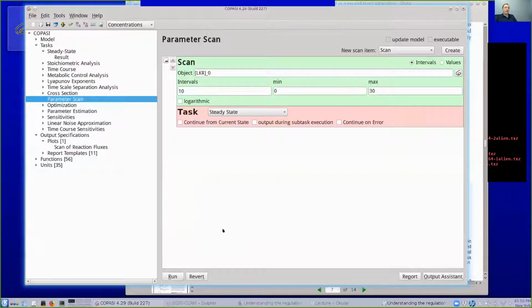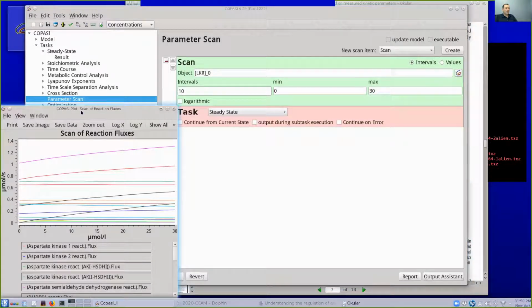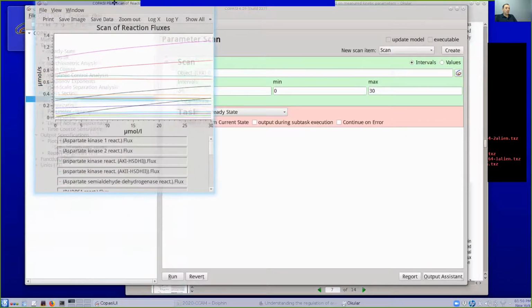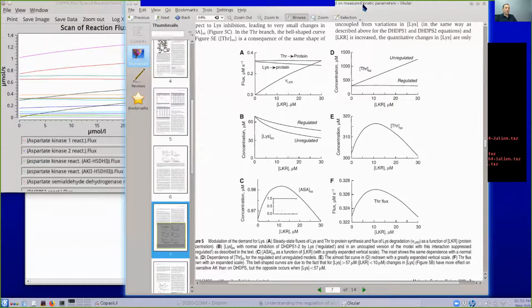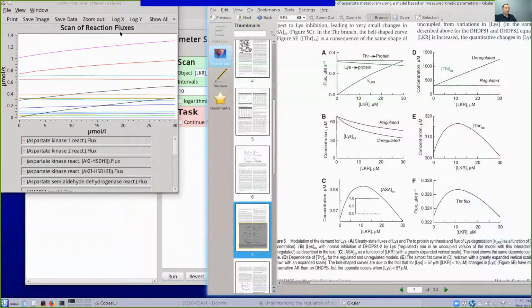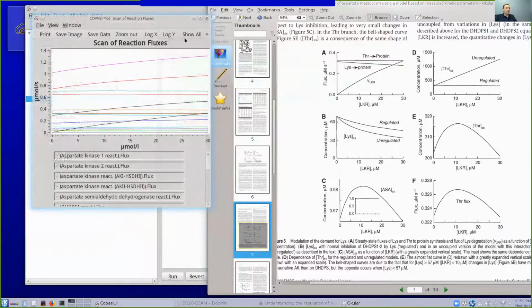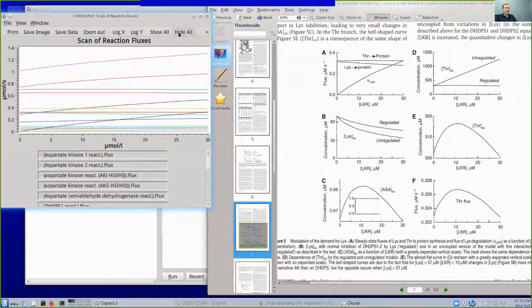parameter scan. And now if I run this again, a window will be created with the plot of the various steady states. And there it is. Now, this is not what they have, the figure they have, because the figure they have is specific for 3 fluxes, and this one is showing all the fluxes. So I need to choose. This is a legend, it tells you which color is what, but it's also a toggle. So you can have things on and off. Because there are too many of them, I'm going to press the button that says hide all.